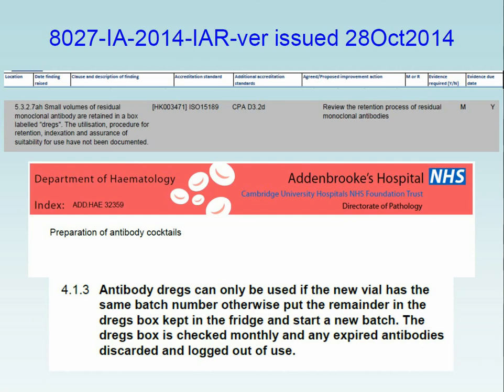There was something in the order of 100 vials in there. And I did a very brief calculation that if there was between 50 and 100 microlitres of antibody in there, it was around about £2,000 worth in that lot. And we never checked this. So of course, when our inspector came along, wow, he loved that. So to comply here, again, we changed the SOP with a statement just to say that we were going to check the dregs box.